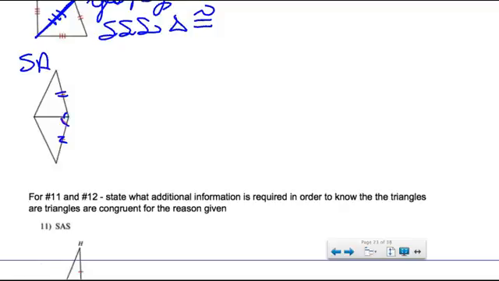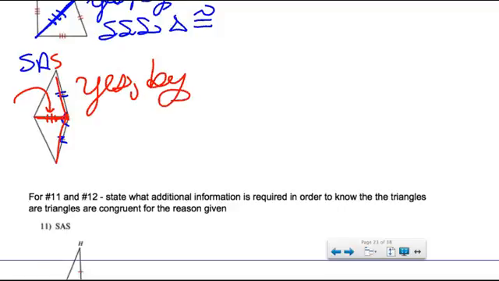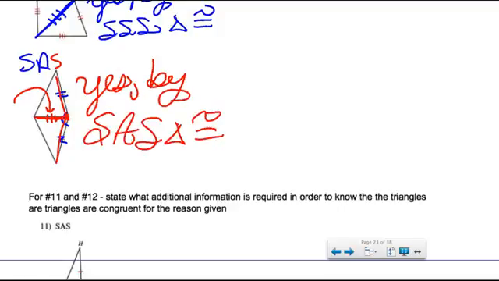Do I have the other adjacent side so I can travel along and go side, angle, side, side, angle, side? And the answer is yes. I can mark this one because it's shared. We call that the reflexive property. So I'd say yes. There's enough on here by the side, angle, side, triangle congruence theorem.